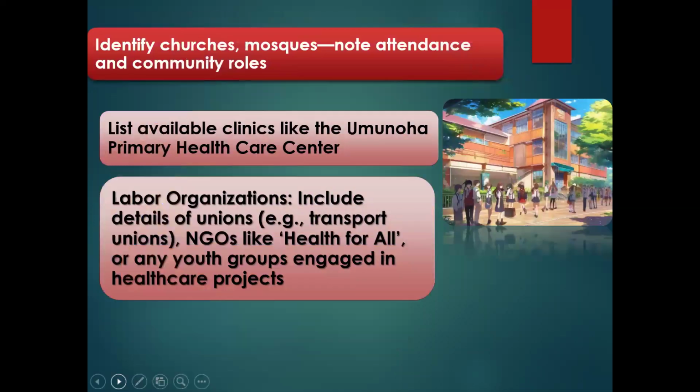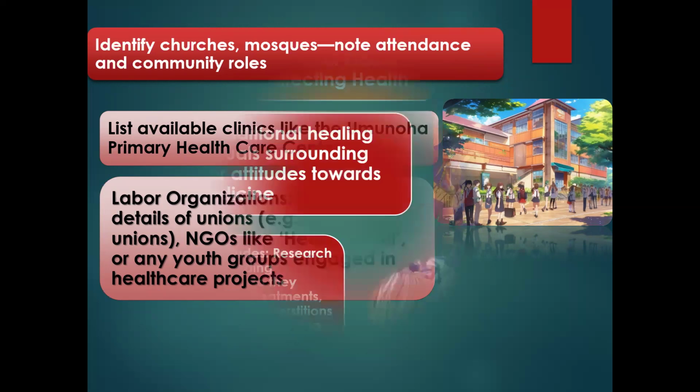Identify churches, mosques, note attendance, and community role. You're also going to list available clinics like the Umunoha Primary Health Care Center. You're going to list it because it is a resource. Labor organizations in Umunoha, including transport union, NGOs like Health for All, or any other youth groups that are engaged in improving the health of the community, like private hospitals and all of that. You have to also list them.